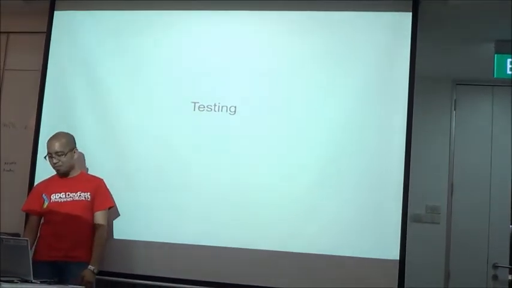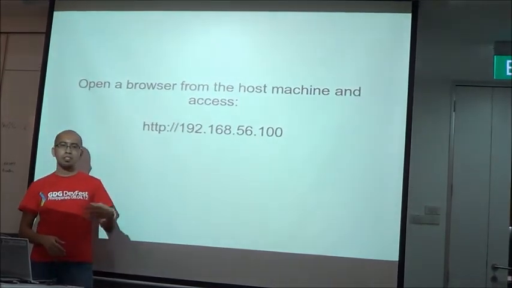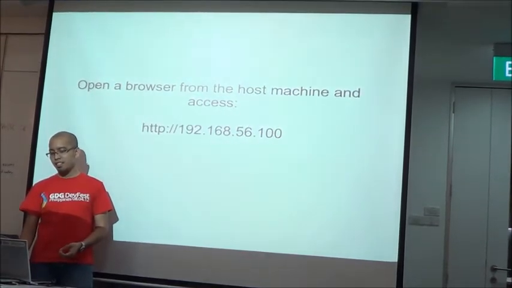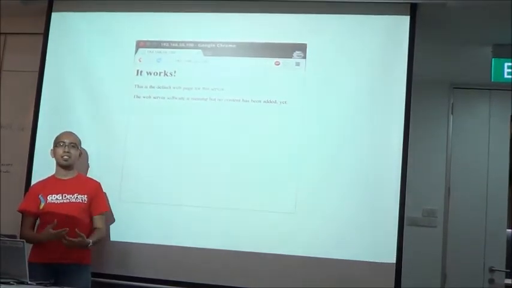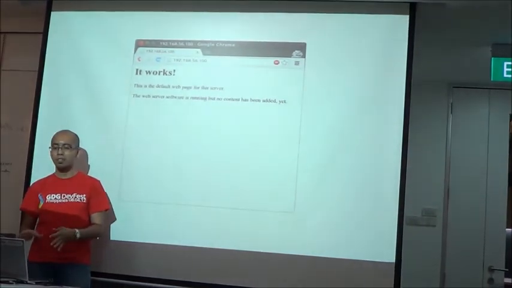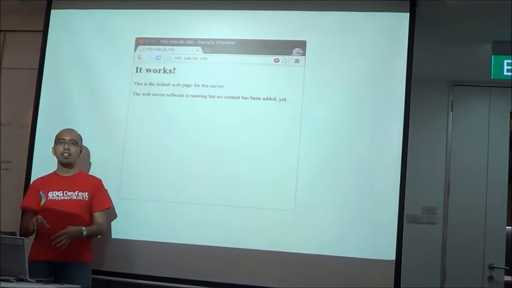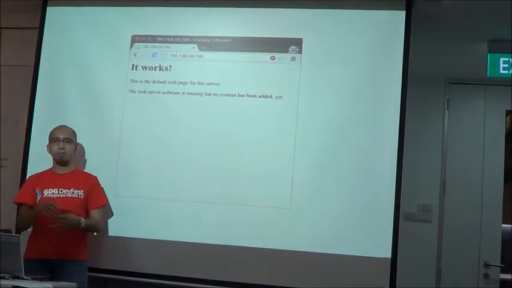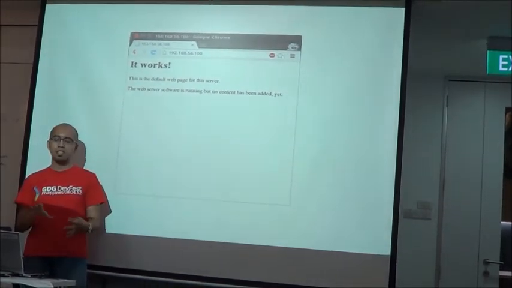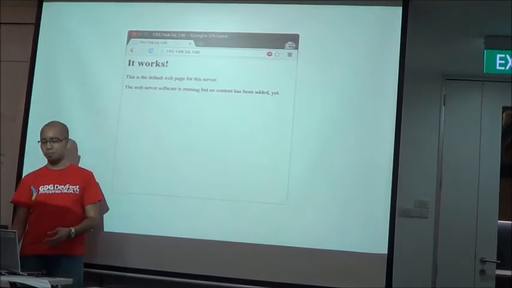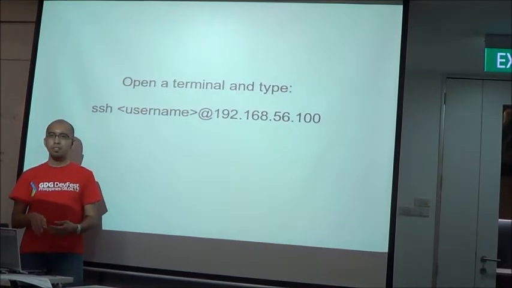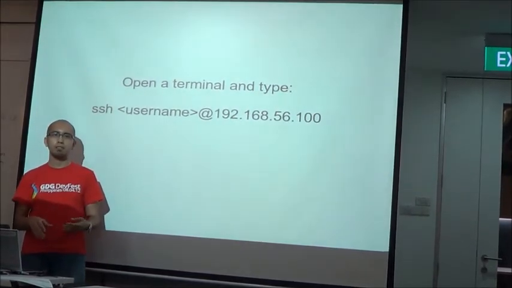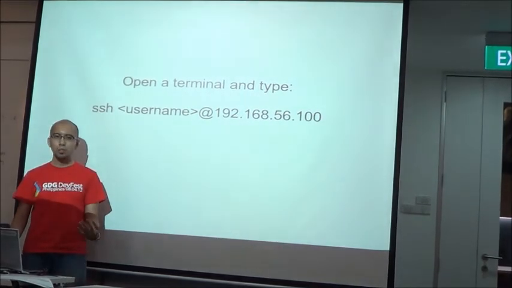Then let's test it. Fire up your browser on your host machine and point it to the IP address that we've set earlier. And guess what? You'll be able to access your virtual machine from your host. It's just like when you're subscribing to a VPS or some external server. But in this case, it's running inside your own box. And then you can access your development environment by SSH in your terminal and do your damage in there.